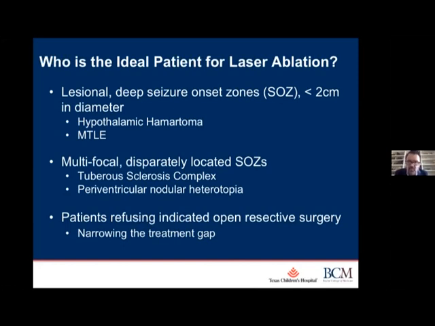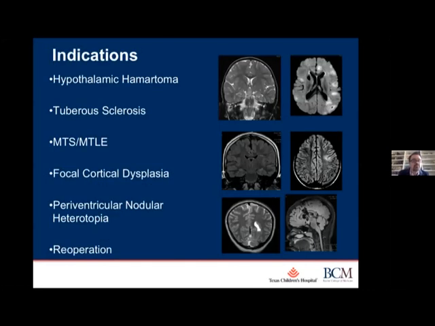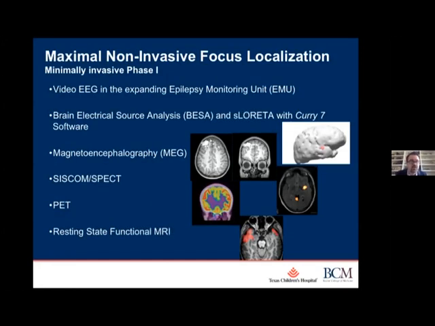And lastly, keep in mind, this is a minimally invasive operation. It may be able to capture kids or capture families that didn't want to opt for an open epilepsy surgery due to fear of the operation. So these are the indications I'll mention: hypothalamic hamartoma, tuberous sclerosis, mesial temporal lobes, focal cortical dysplasia, periventricular nodular heterotopias, and I'll talk about reoperation.